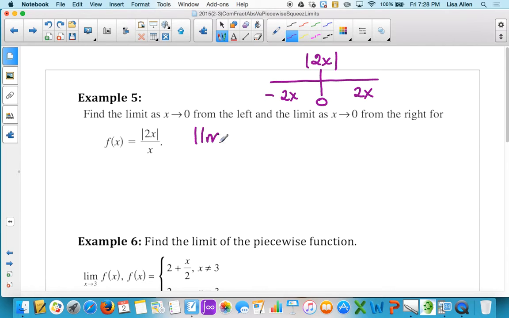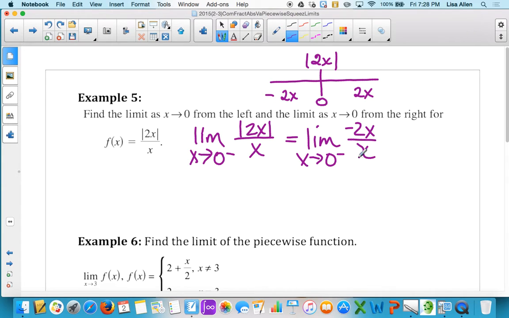I'm going to take the limit from the left and the limit from the right separately. So I take the limit as x approaches 0 from the left of the absolute value of 2x over x. That will then be equal to the limit as x approaches 0 from the left of negative 2x over x, which is equal to the limit as x approaches 0 from the left of just negative 2. So that's going to have a value of negative 2.